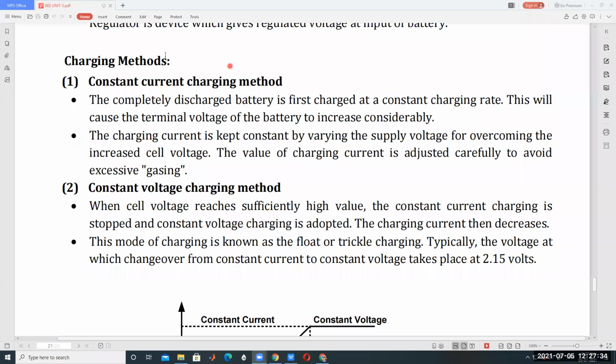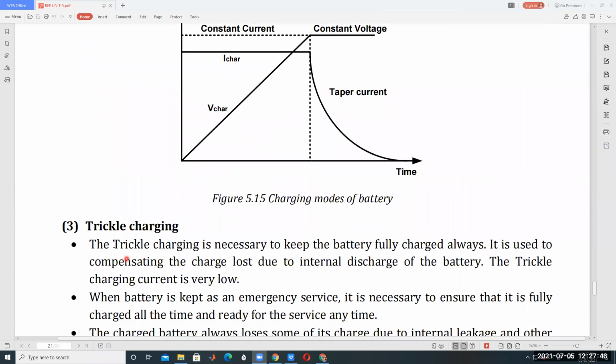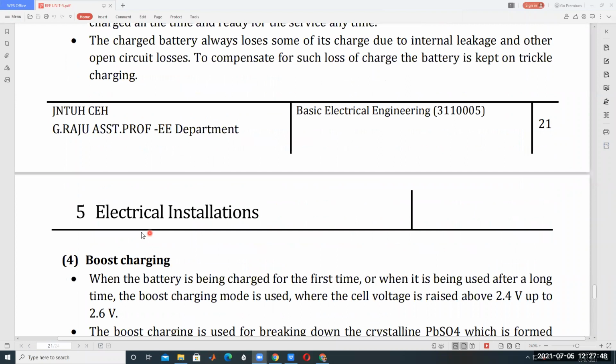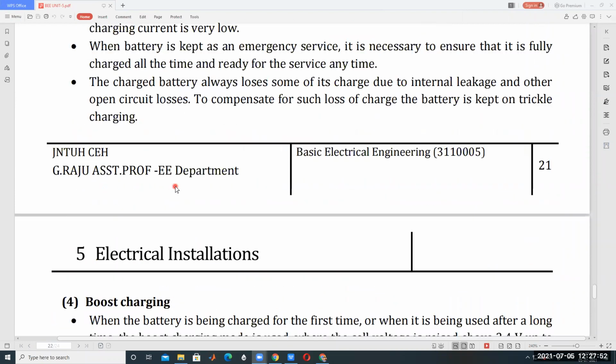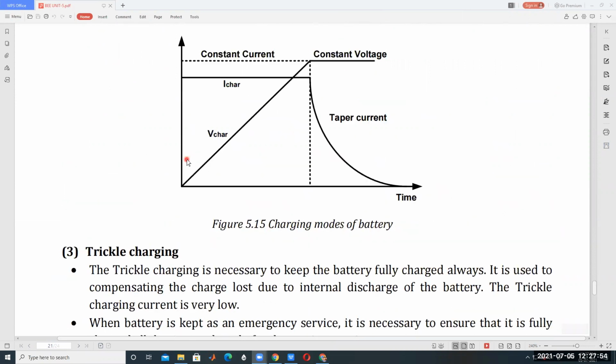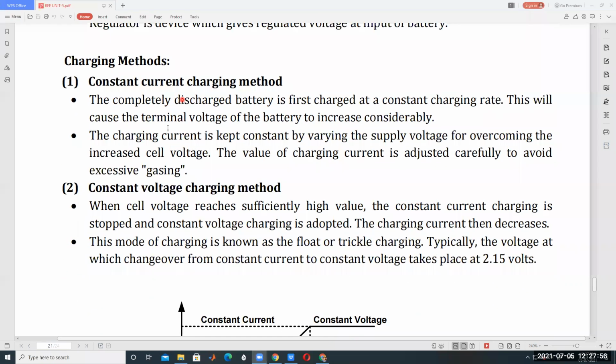The charging methods. These are the different types of charging methods of the battery: constant current charging method, constant voltage charging method, trickle charging method, and boost charging method. So these are the four different types of charging methods of the battery.